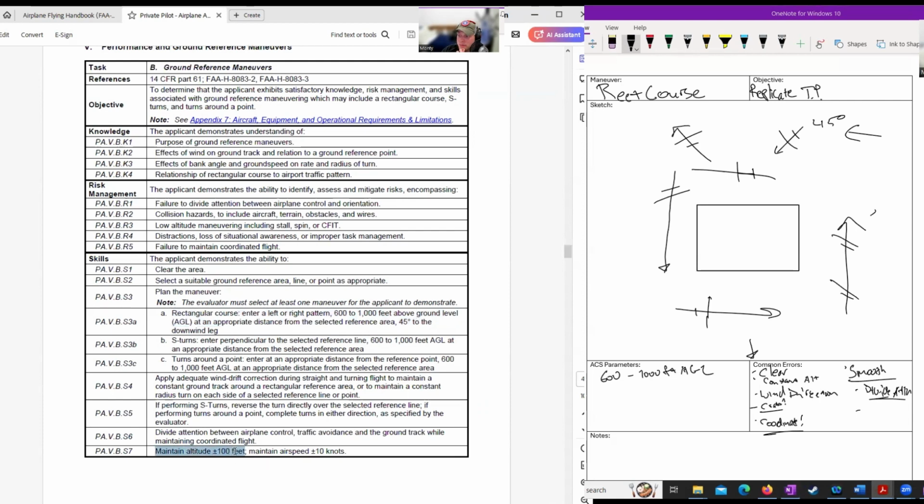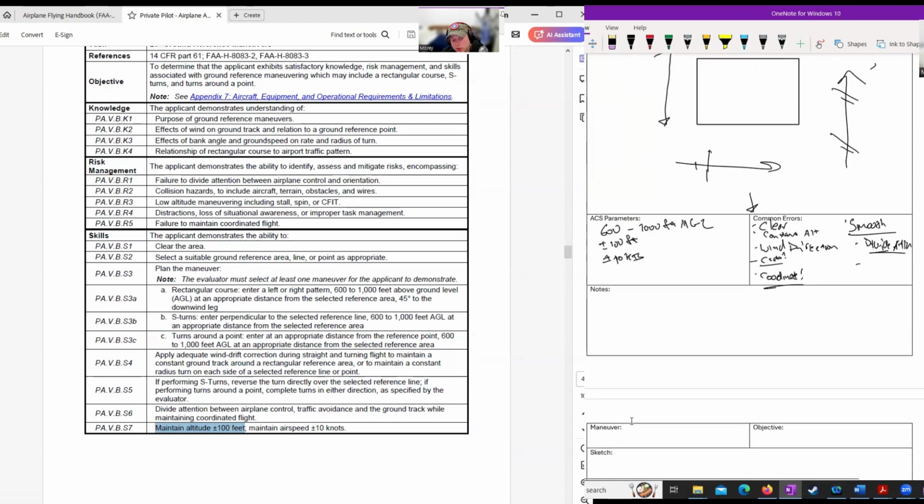Maintain airspeed plus or minus 10 knots, and altitude plus or minus 100 feet. All right, and of course, read all this. Here are your references, the objective, all your knowledge, the risk management, and here are the parameters that I want you to note.